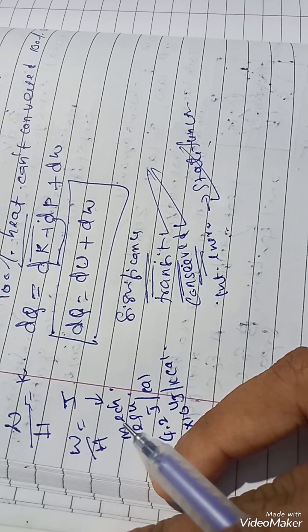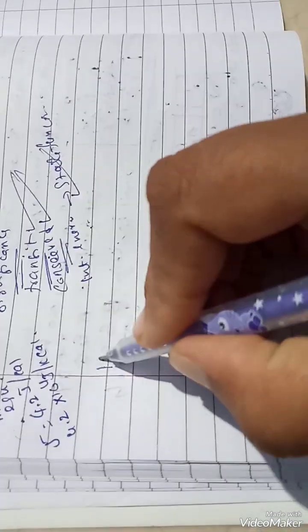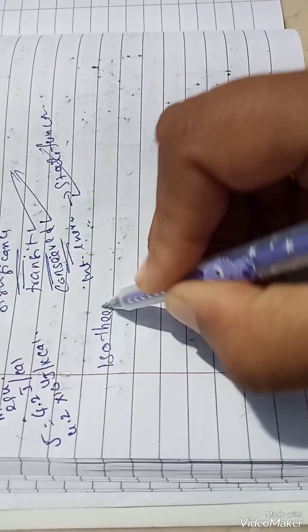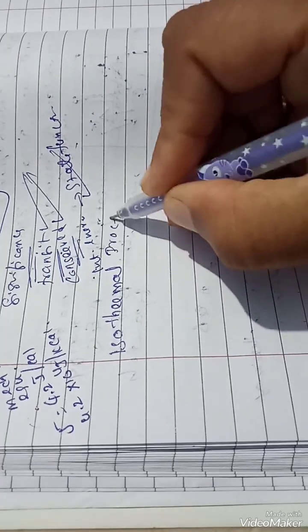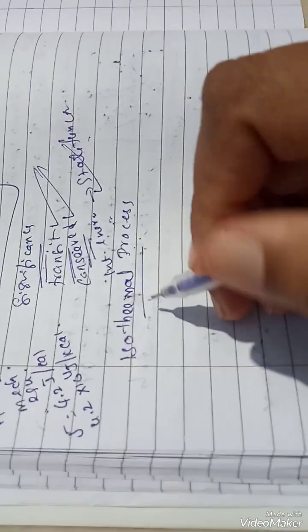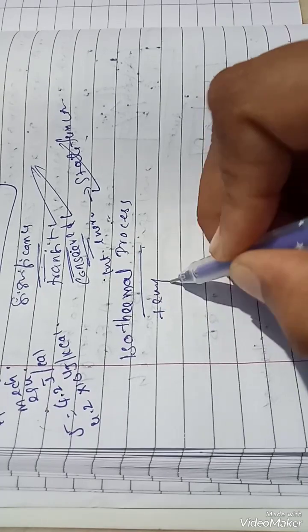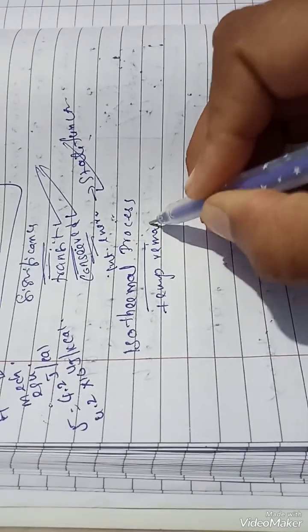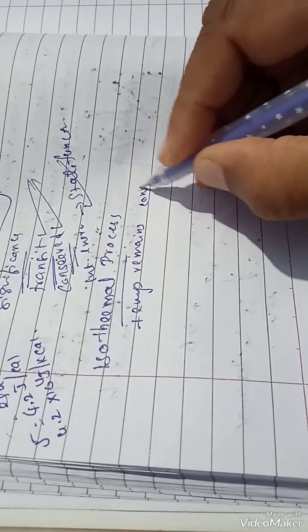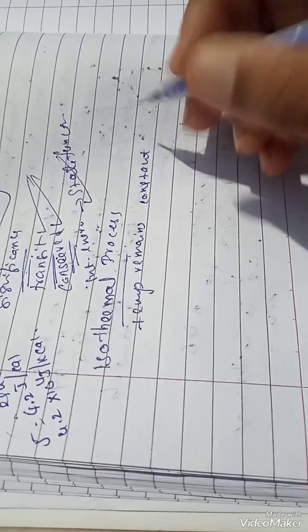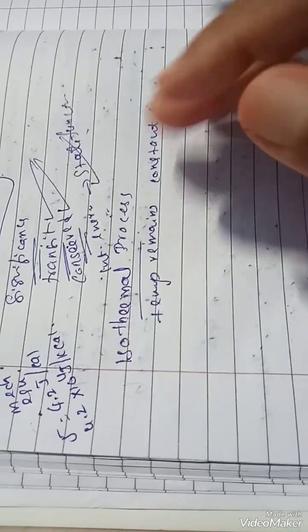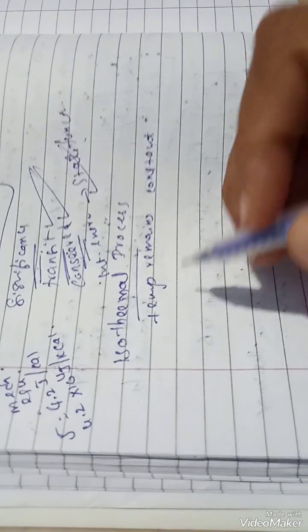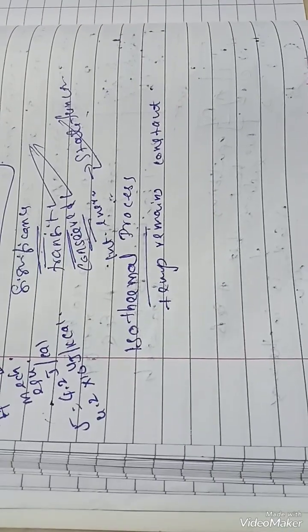Now first one, isothermal process. What is isothermal process? Temperature remains constant. It is also useful for the degree students, right? Not only for our set exam, JL exam, but also for the degree student.